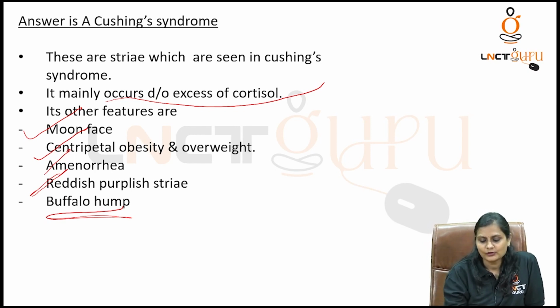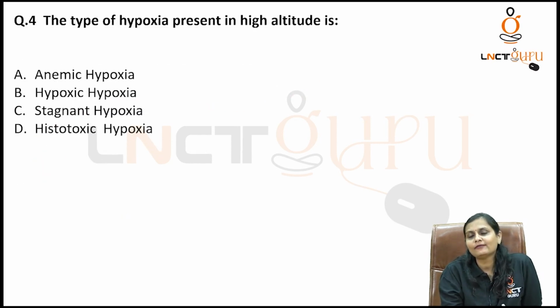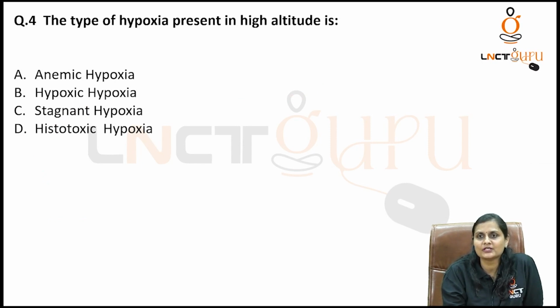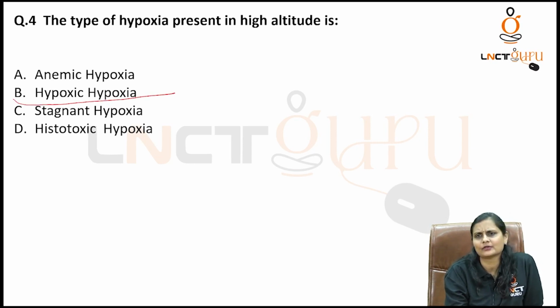Then we move on to the next question, that is question number 4. The type of hypoxia present in high altitude is, the options for this, A anemic hypoxia, B hypoxic hypoxia, C stagnant hypoxia, and D histotoxic hypoxia. The answer for this is option B, that is hypoxic hypoxia.